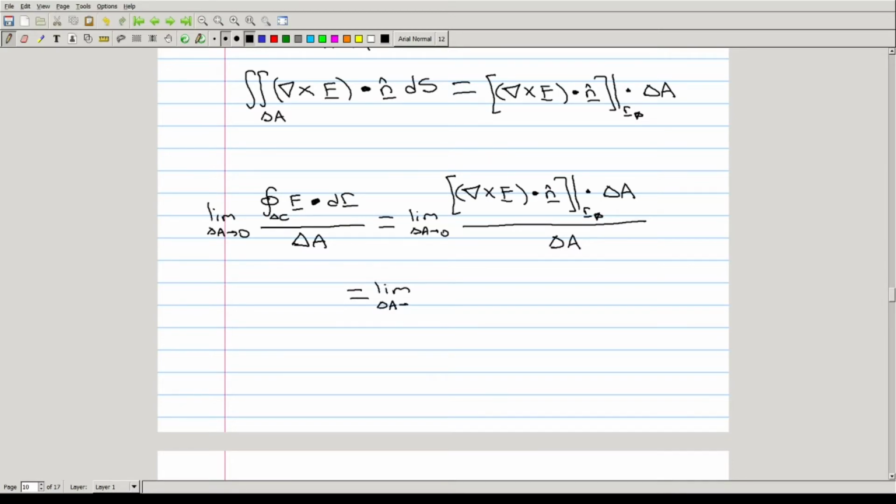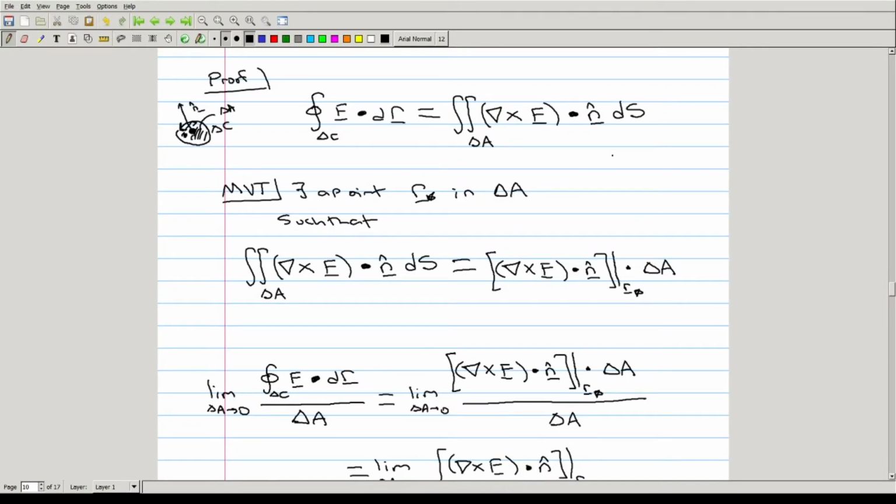So the delta A's cancel out, and we're left with the limit of the curl of f dotted with n hat, where this is evaluated at that r star. Instead of calling this r star, we can call it r delta A, because in general we have a different value for each value of delta A. I want to emphasize that we're applying the mean value theorem for every surface, as delta A shrinks.